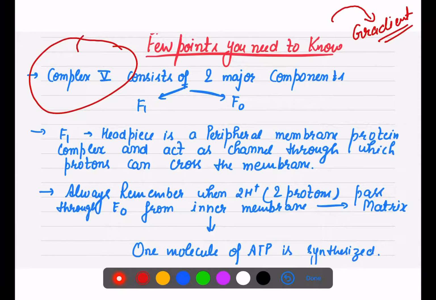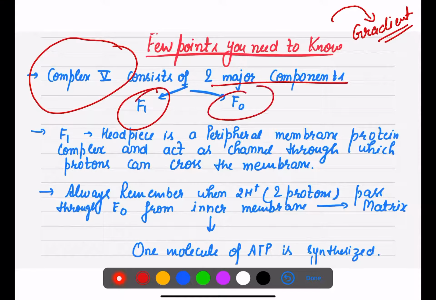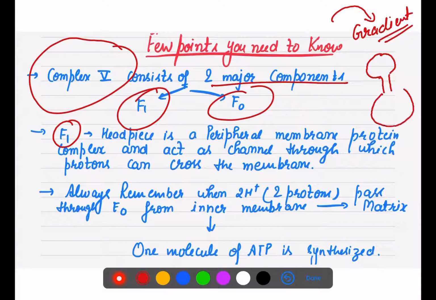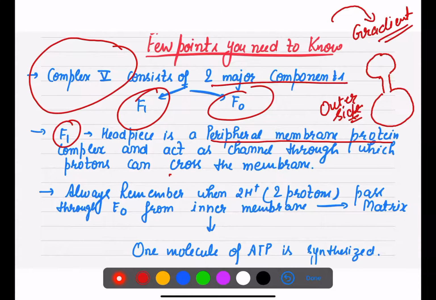So complex 5 consists of two major components, F1 and F0. F1, how does it look? This is the structure of this ATP synthase complex, right? So F1 is a headpiece. Basically, it is a peripheral membrane protein. It is present towards the outer side and it acts as a channel through which protons are going to cross the membrane. Which membrane? Here we are talking about which membrane? That is your inner membrane.